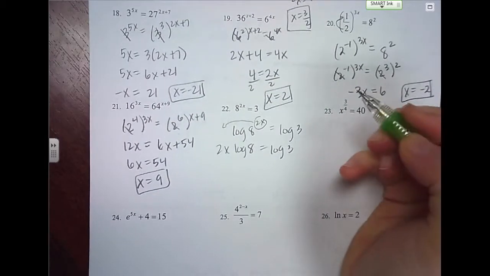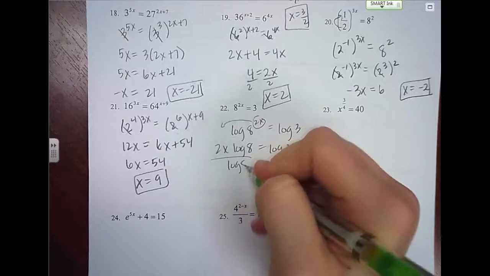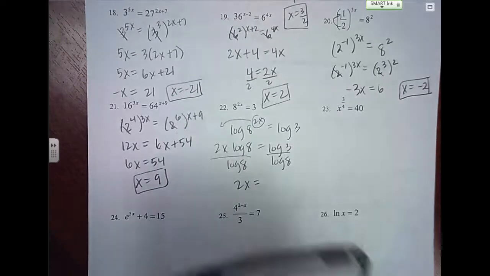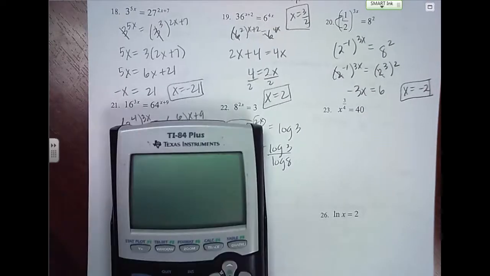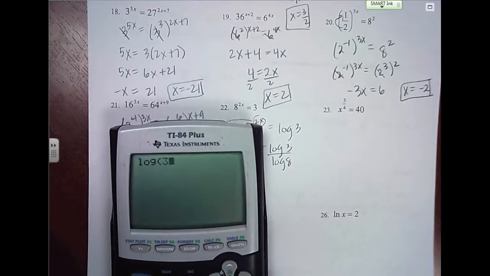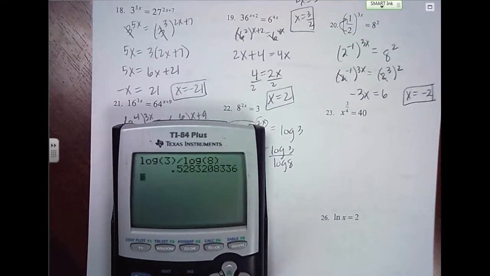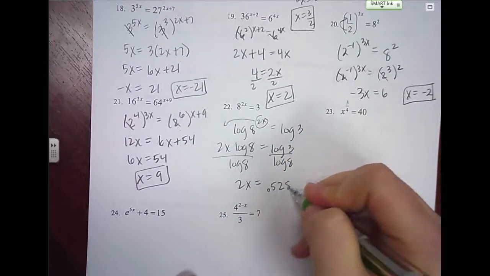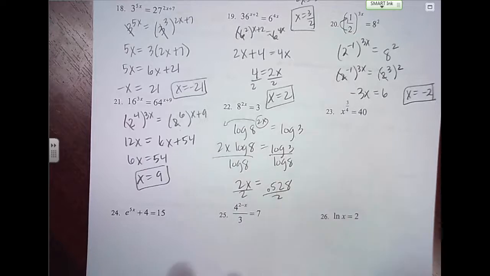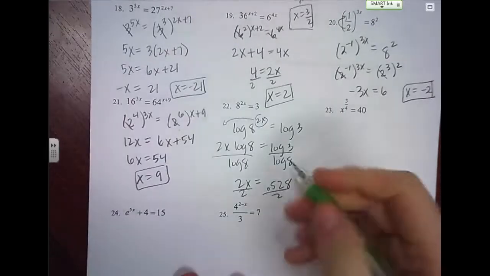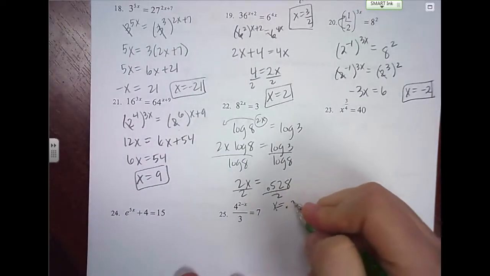So then the first thing you want to do is divide by the log 8. So 2x equals, excuse me, make sure that you put the log in on the correct side. So log 3 divided by log 8. So 0.528. And I'm going to divide by 2. And I just do that in my calculator, so I'll just say divided by 2, 0.264. So x equals 0.264.